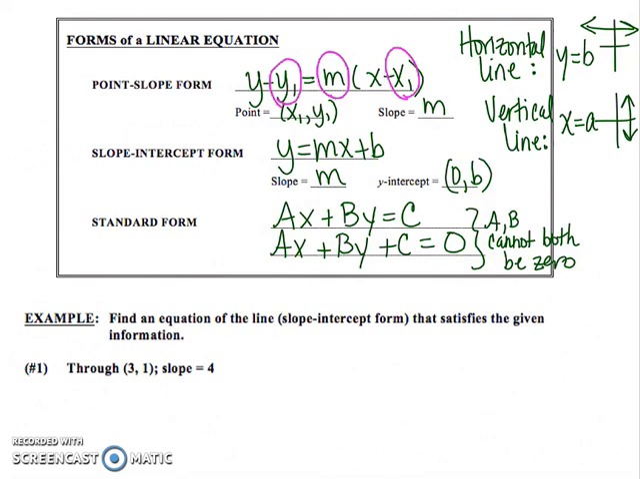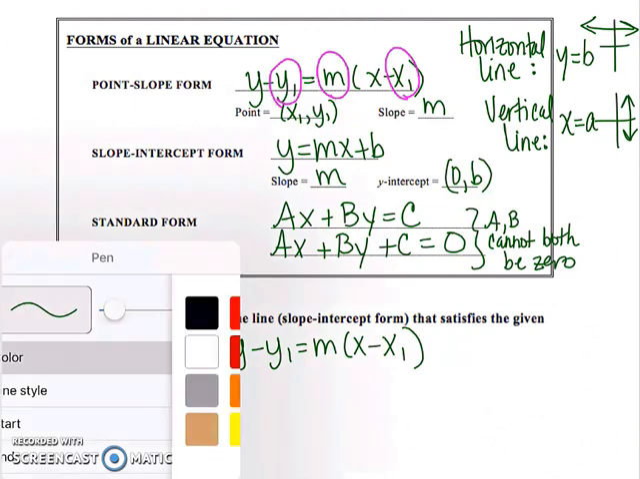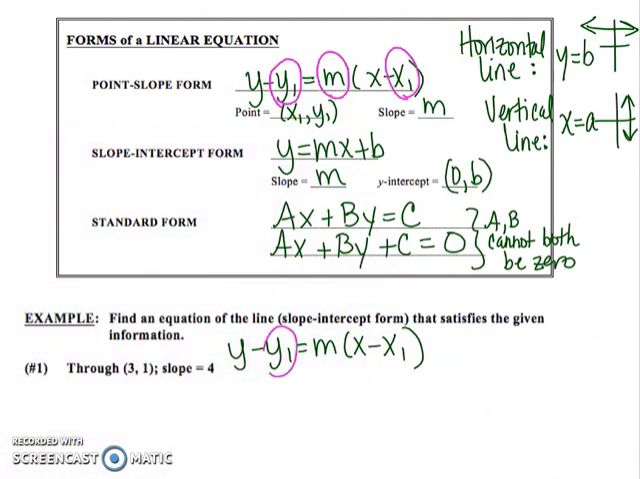So let's do some examples. It says find an equation of the line, and they're asking for slope-intercept form that satisfies the given conditions. They give us the point 3, 1 and the slope 4. You got a point, you got a slope, you do the point-slope form. So I'm just going to write down point-slope form. And I know that I need to plug into those three locations that we talked about. I need to plug in right here, and right here. So that's what I'm going to do. This is going to be my x1, that's going to be my y1, and that's going to be my m.